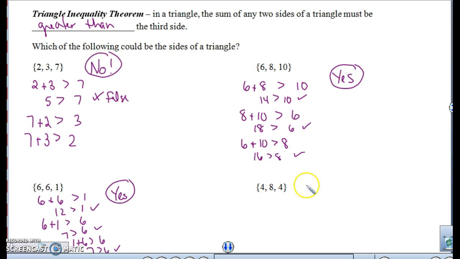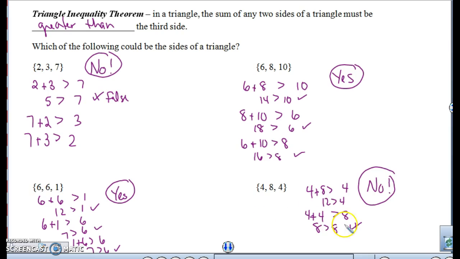All right, last one. We have 4 plus 8 is greater than 4. That's true. 12 is greater than 4. Then we have 4 plus 4 is greater than 8. Now, is this true? Is 8 greater than 8? No, that's actually not true. If it's equal to, that doesn't count. It has to be greater than. So this one is no. This is not a triangle because the sum of two sides is not greater than the third side. It can't be equal to it. It has to be greater than.